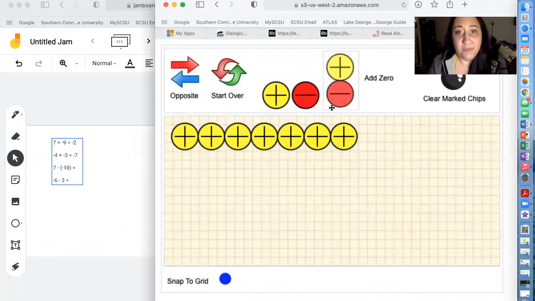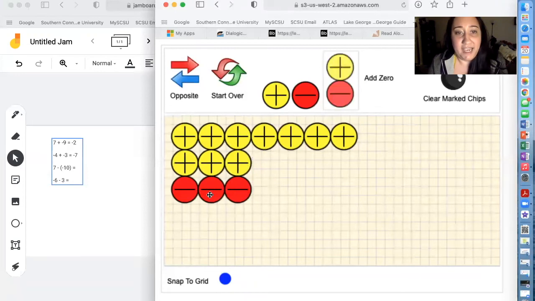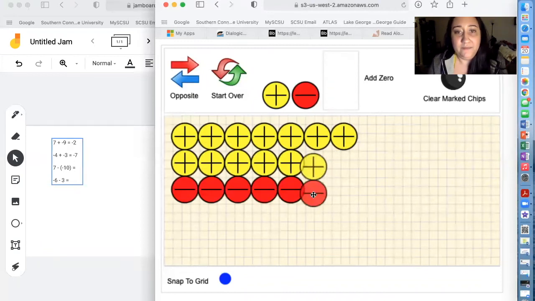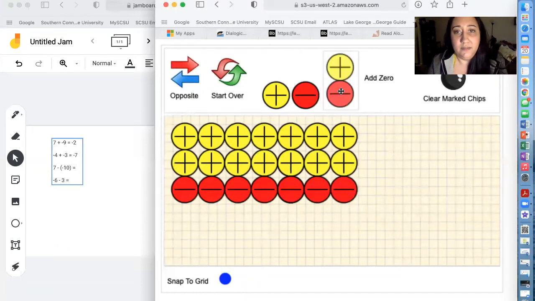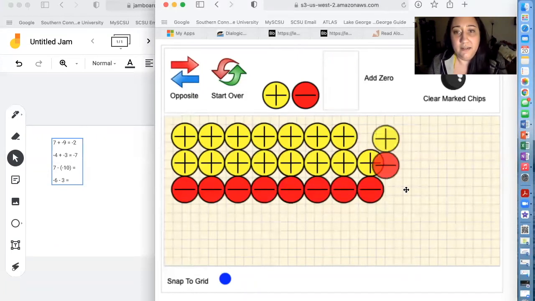Now I need to subtract -10, but I only have 7 positives. So what I'm going to do is I'm going to use my 0 pairs, which won't be adding any amount to my 7 because they're 0. And I'm going to line them up underneath. I'm going to need 10 of them so that I get 10 negatives from the zeros. So we're going to line up the 7. I need 8, 9, 10.